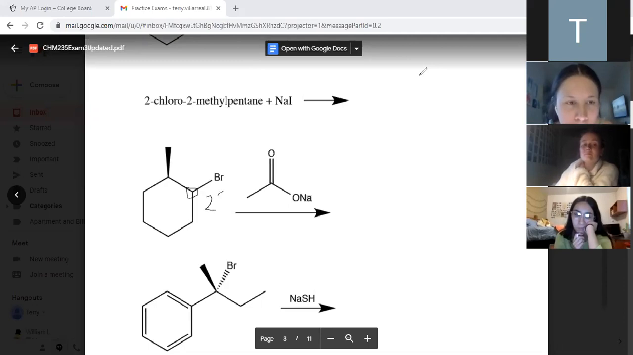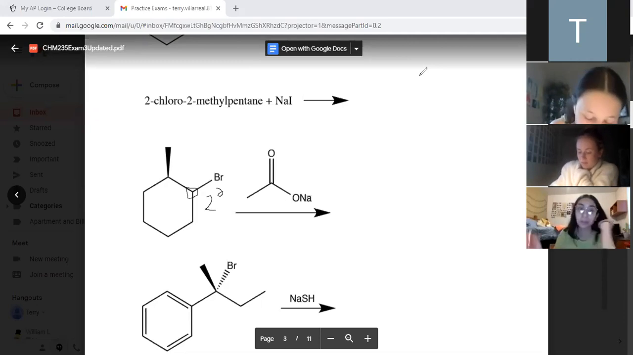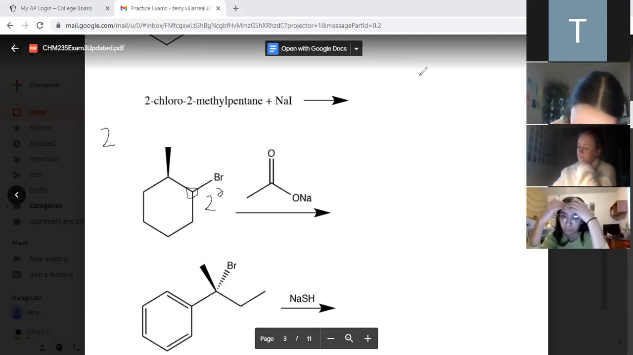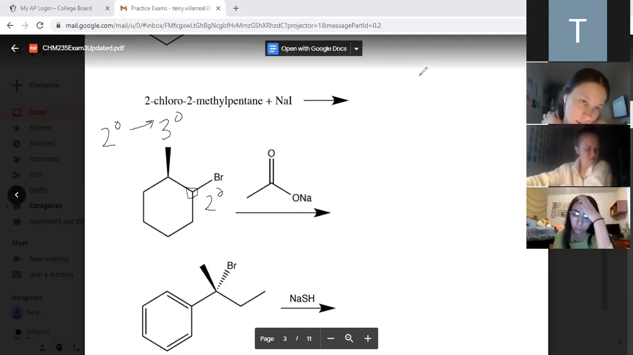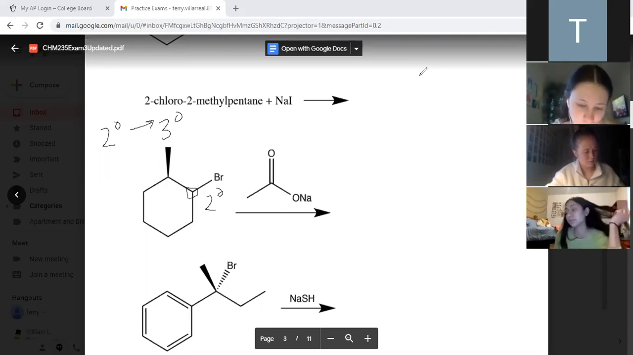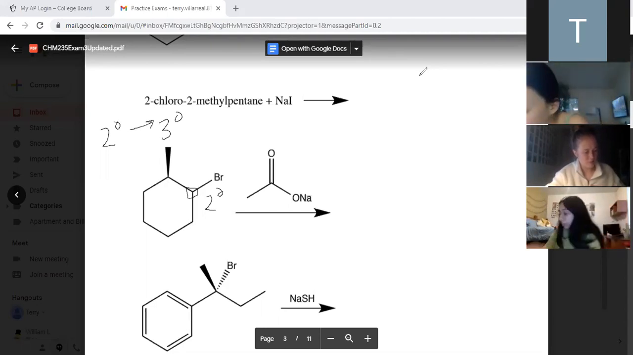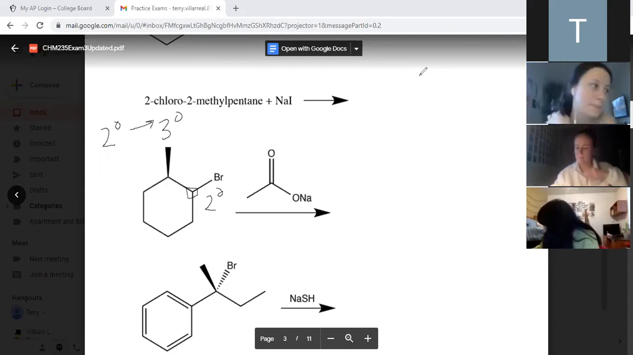It's a secondary. So because it's a secondary, we're going to have what? Rearrangement. So a secondary next to a tertiary, right? What type of rearrangement do we have? Do we have a hydride shift or a methyl shift? Is that a hydride shift? Yep. We have a hydride shift. When it's a secondary next to a tertiary, we have a hydride shift.